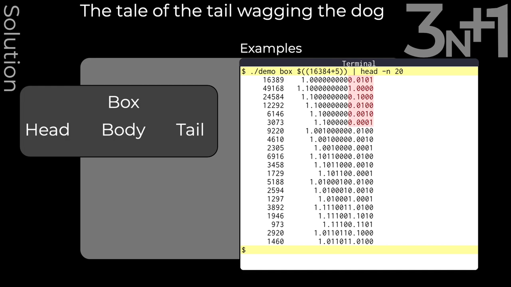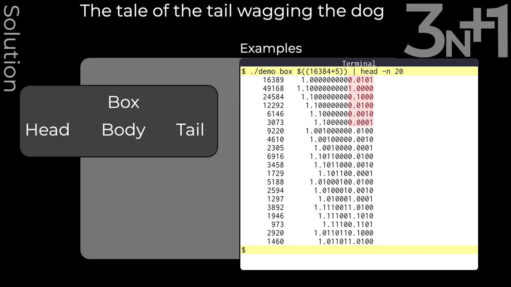Focus on what happens after the last dot. 5 goes to 16 and then 8, 4, 2, 1. And we have revealed that the cycle of the conjecture is already happening. At 1946 we see that the cycle gets a little whacked, as a result of the bit that drifts from the middle part, the body, to the end, the tail. But the cycle recovers and continues.